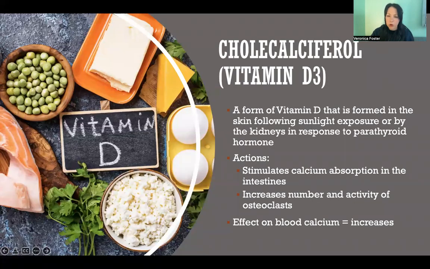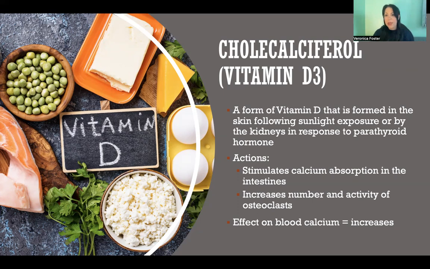Then cholecalciferol, that's vitamin D3, is a form of vitamin D that's formed in the skin in response to sunlight exposure, and our kidneys will also produce it in response to parathyroid hormone. Its actions are also to increase our blood calcium. It works together with parathyroid hormone. It stimulates calcium absorption in the intestines.